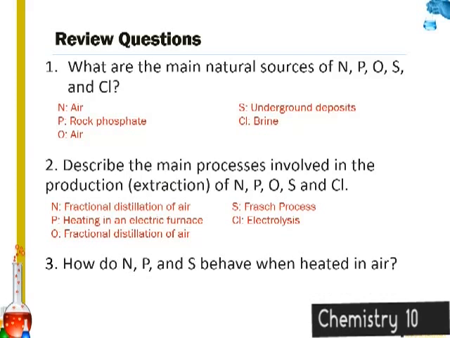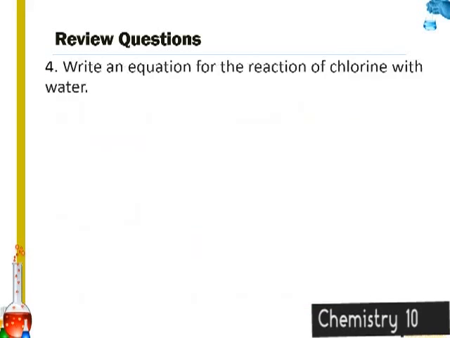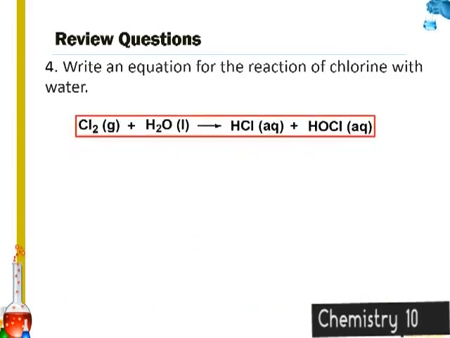Question 3. How do nitrogen, phosphorus, and sulfur behave when heated in air? Sulfur, nitrogen, and phosphorus will form oxides when heated in air. Question 4. Write an equation for the reaction of chlorine with water. Chlorine is both oxidized and reduced in water to form hydrochloric acid and hypochlorous acid.